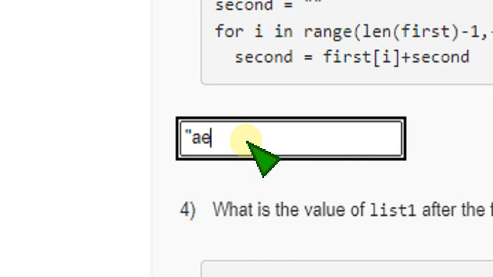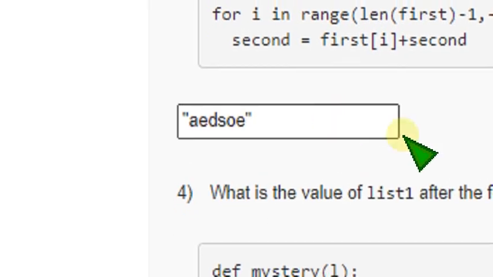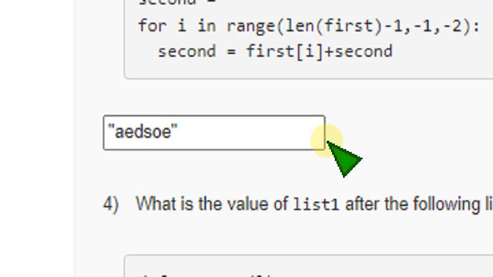So I got the answer as A E D S O E. So the answer is A E D S O E. This is the answer.